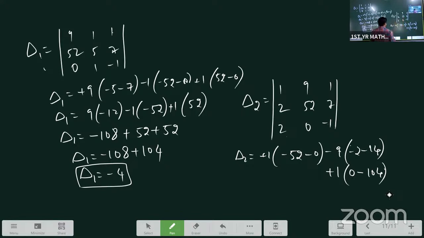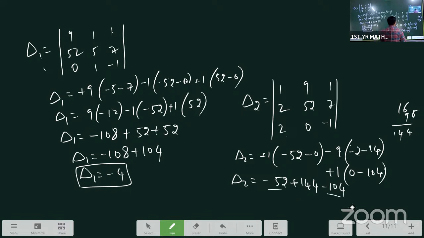Is it clear? Now again, the calculation part, carefully. Minus 52, this is okay. Next, minus 9 and minus 2 minus 14 is minus 16. Minus 16 into 9. So 16 9s is 144. You can have a look: 9 1s are 9, 144. So here what you are going to get is minus into minus plus 144. Next minus, this is 104.